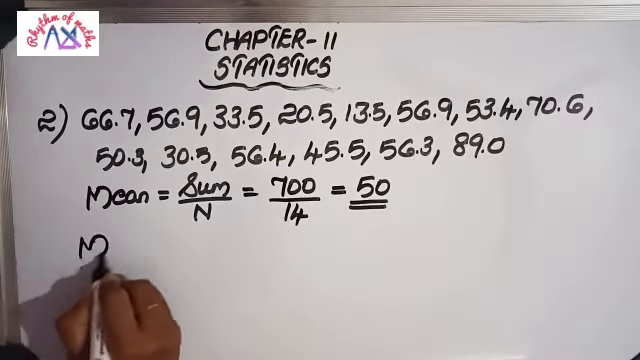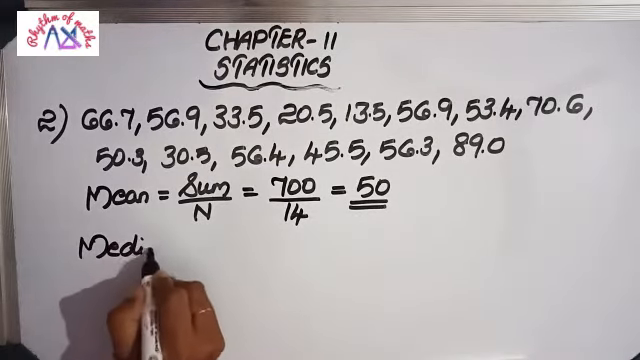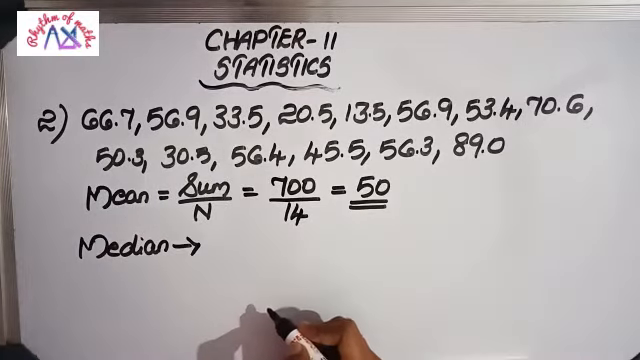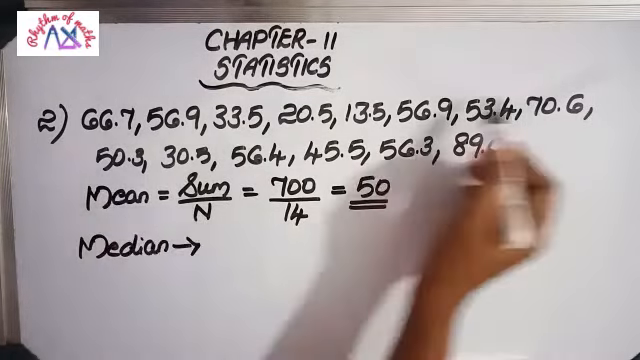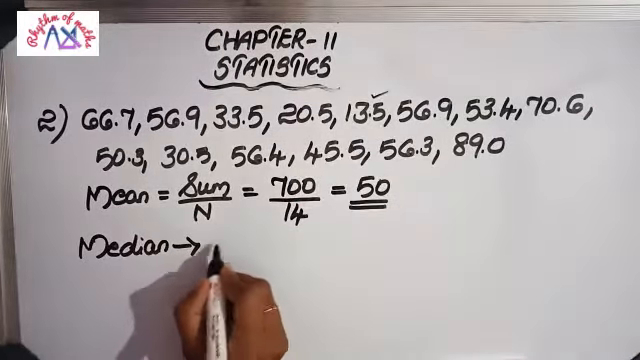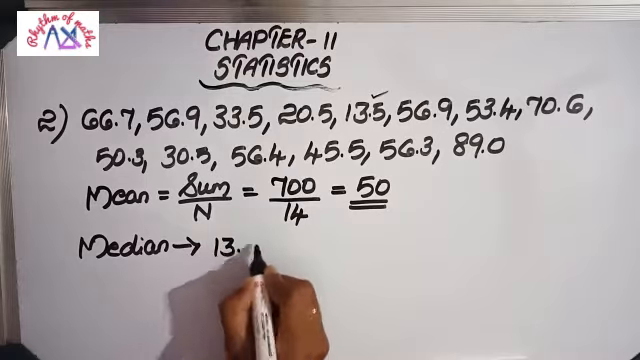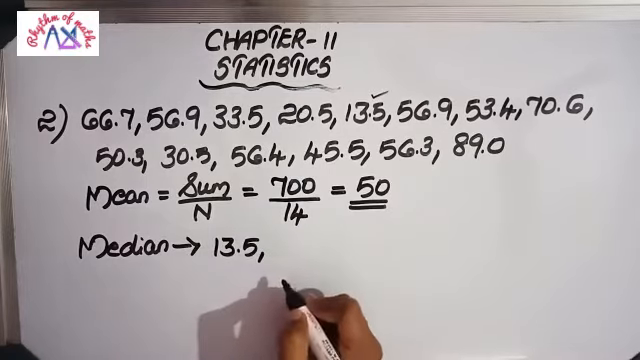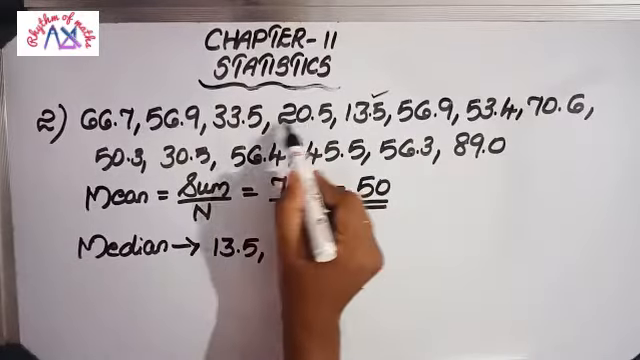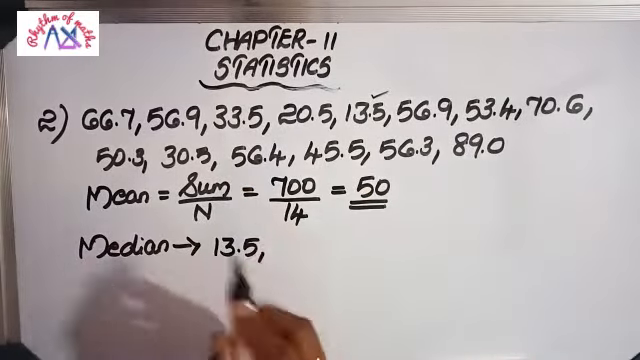Then next is median. I told you median means first of all you have to arrange the values in ascending order. First of all check which is the smallest number here. The smallest number is 13.5. So let's start from there, 13.5. Next after 13.5 is 20.5.